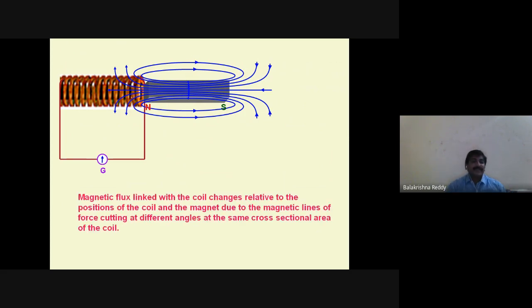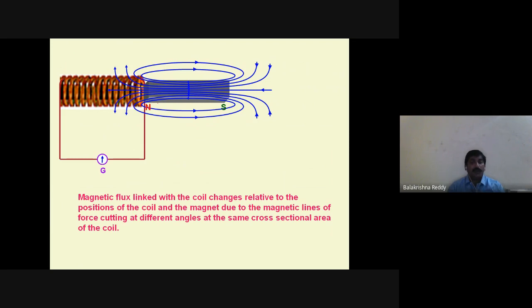From this experimentation, Faraday gave one conclusion: the magnetic flux linked with the coil changes relative to the positions of the coil and the magnet, due to the magnetic lines of force cutting at different angles across the same cross-sectional area of the coil. Means whatever flux is linking with the coil must change with respect to the relative motion of the coil or magnet.